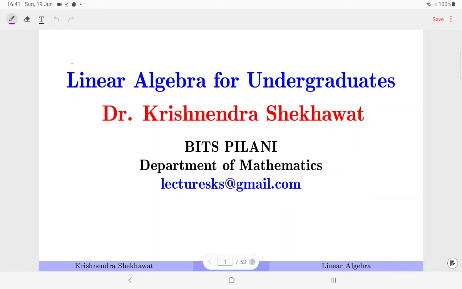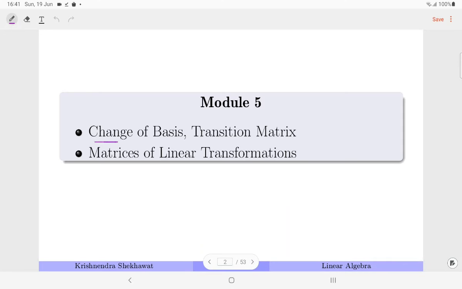Good morning everyone. So in the last class, recall that we discussed the concept of change of basis, where you have two bases, B and B dash, for the vector space, and we are looking for the relation between the coordinates of a vector V with respect to basis B and B dash. Now we are going to discuss the concept of matrices of linear transformation.